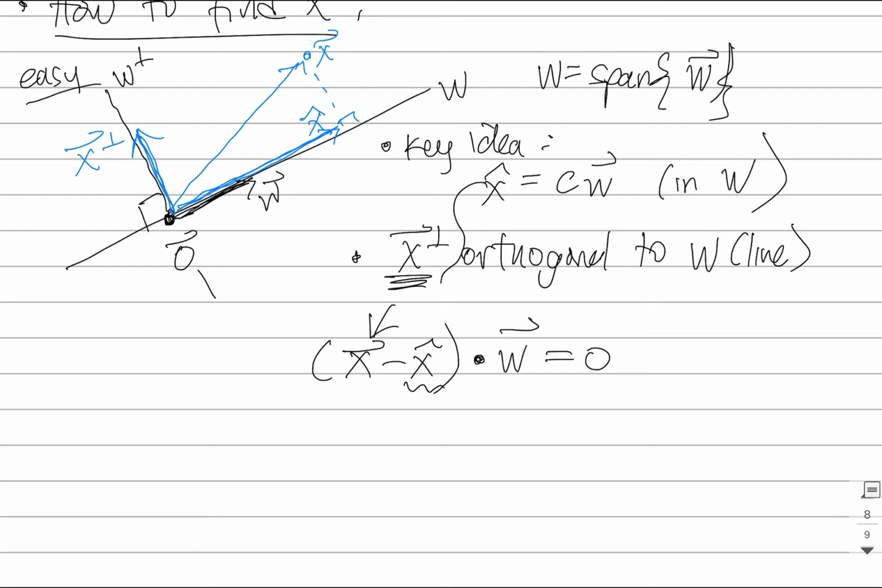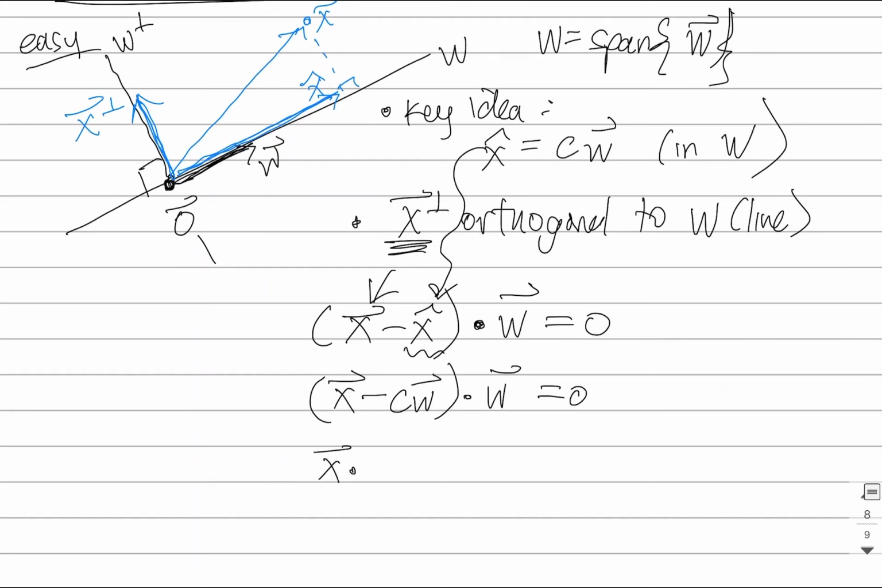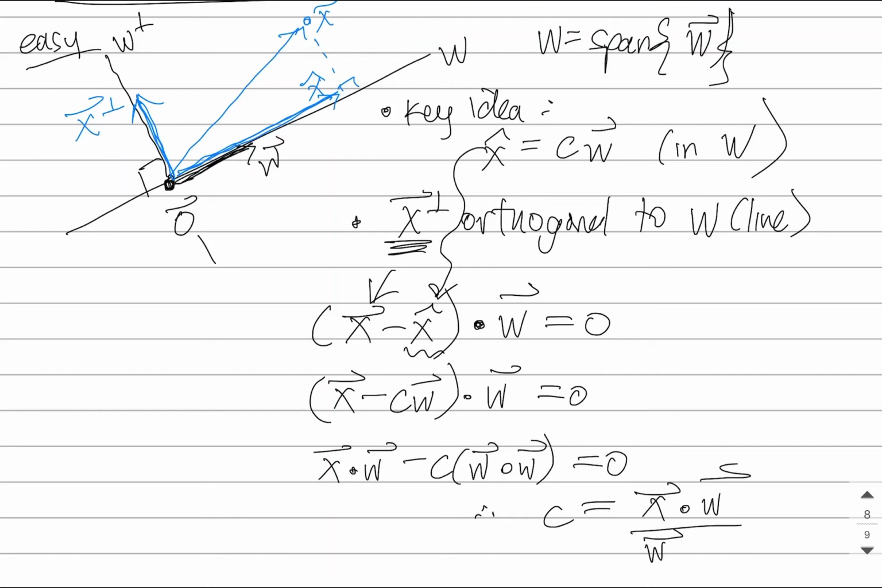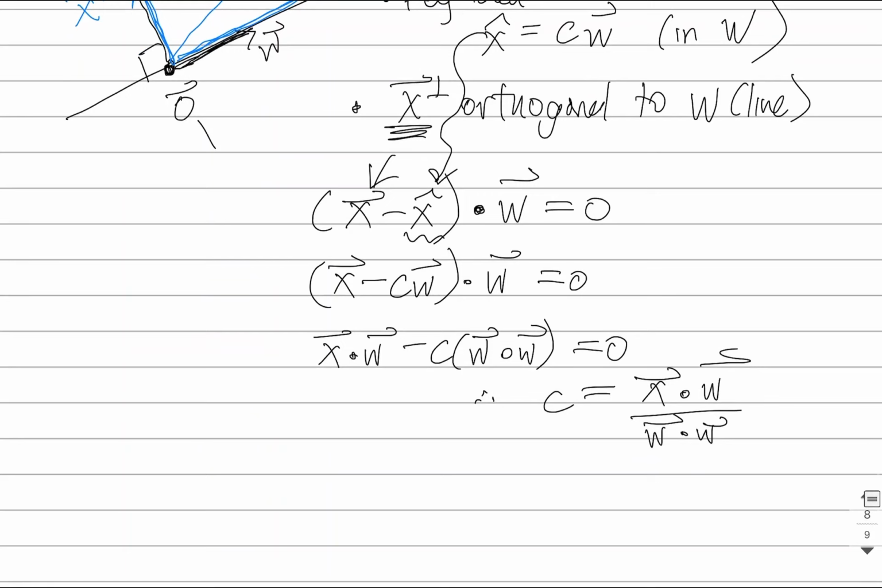Here x hat is a multiple of that basis vector, c times w. So we get the following result. If I distribute the dot product, I get x dotted with w minus c times w dotted with w is 0. And you will find that c is x dotted with w over w dotted with w. You have found a recipe for the orthogonal projection. All you do is take your original vector, dot it with the basis vector, and then scale by w dot w.